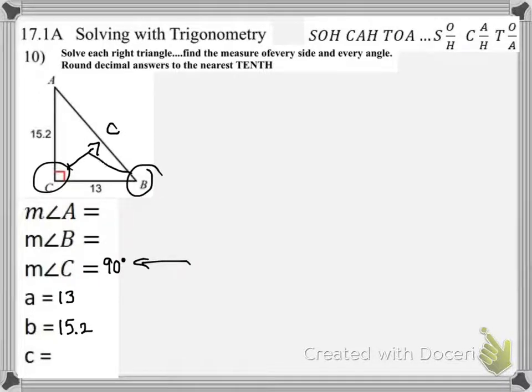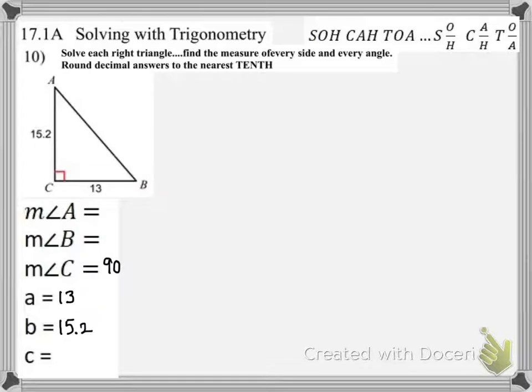There's B angle. Opposite from B is 15.2. That makes our lowercase b. A angle. Opposite from A is 13. That makes our lowercase a for 13. Okay, I paused. Got rid of those extra lines that we don't need.